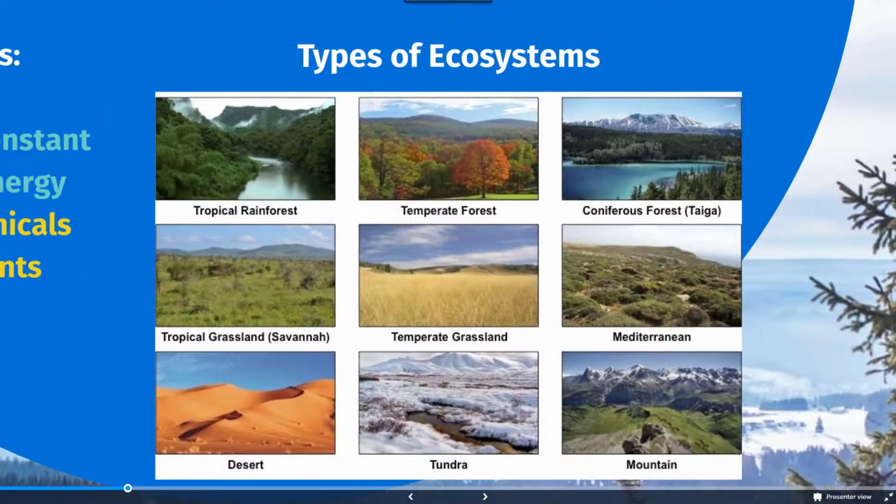And just to give you an idea of some types of ecosystems that exist on our planet, we have several mentioned here: the tropical rainforest, temperate grasslands, tundra, and desert, all ecosystems that we're relatively familiar with. And these are all the terrestrial-based ones. There are obviously marine ecosystems as well that we can describe and explore.